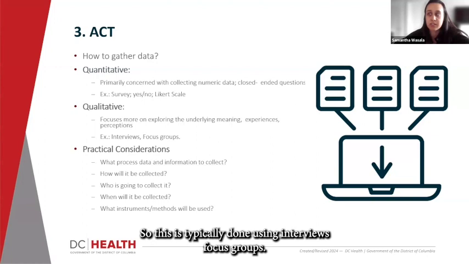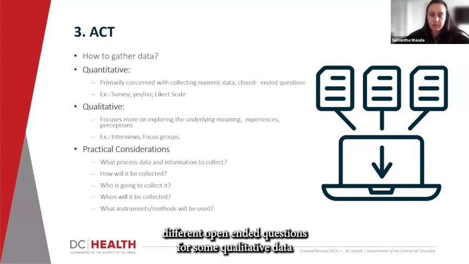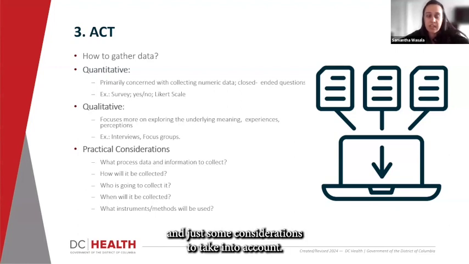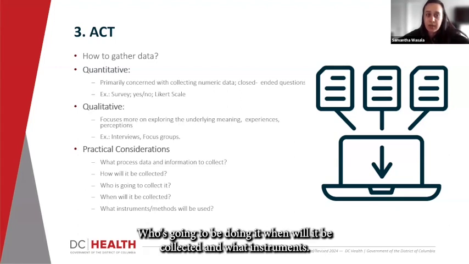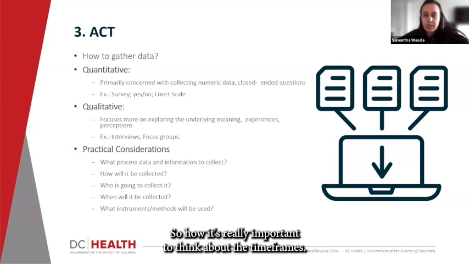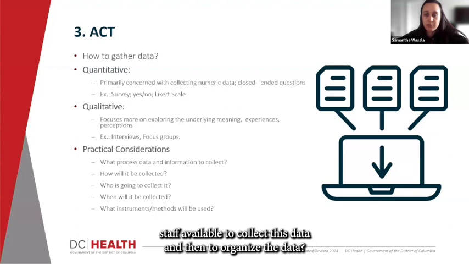This is typically done using interviews and focus groups. It can also be done using surveys and coding different open-ended questions for some qualitative data. And here are some considerations to take into account. How are you going to collect this data? Who's going to be doing it? When will it be collected, and what instruments? It's really important to think about the timeframes, like how often you are going to be collecting, and making sure that you have staff available to collect this data and then to organize the data.